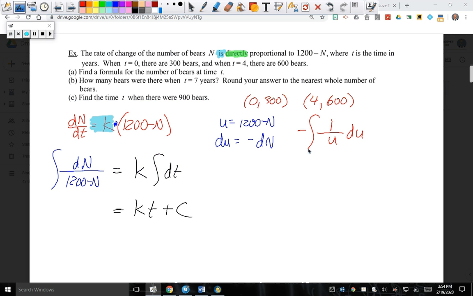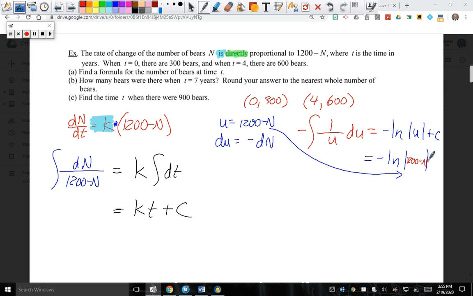Okay? So this right here is almost a precursor to what Braden's saying as far as what the shortcut could be. It's the natural log of the absolute value of u plus c with this negative out in front. All we care about is the negative natural log of the absolute value of the u that we have over here. And that u was 1200 minus n.